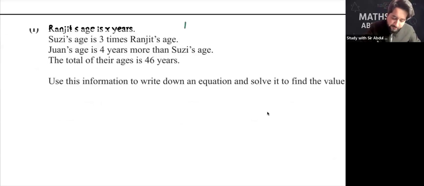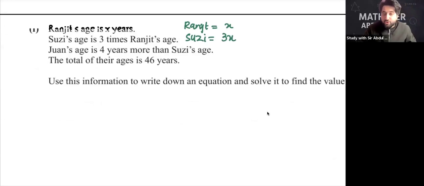Okay, let me write this. Ranjit is X years old. Susie age is 3 times Ranjit. Okay, so Susie would be equals to 3 times of Ranjit, 3x. John age is 4 more than Susie age. So John age is 4 more than Susie. So Susie is 3x. So let's add 4 with that.